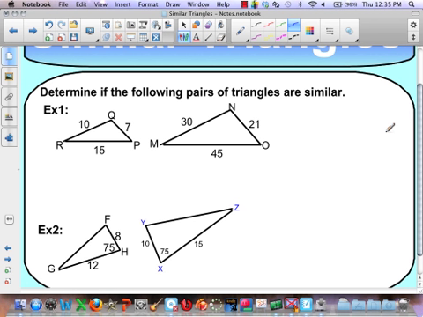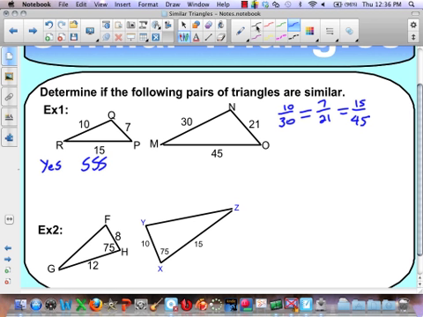Tell me why. Because all of the second triangle's measurements are 3 times the other. Yeah, so we look at the ratios of corresponding sides. 10 over 30 is equal to 7 over 21, which is equal to 15 over 45. Okay, so yeah, we say yes, and then which one allows us to say that? That's side, side, side.